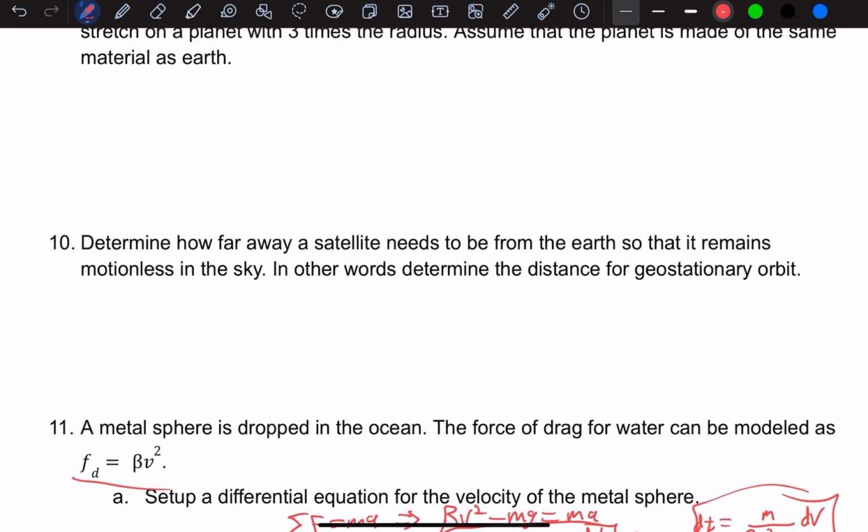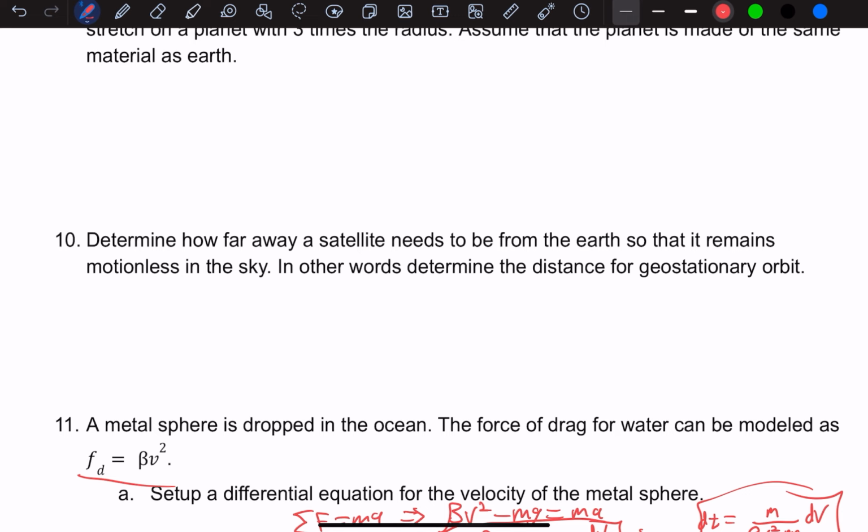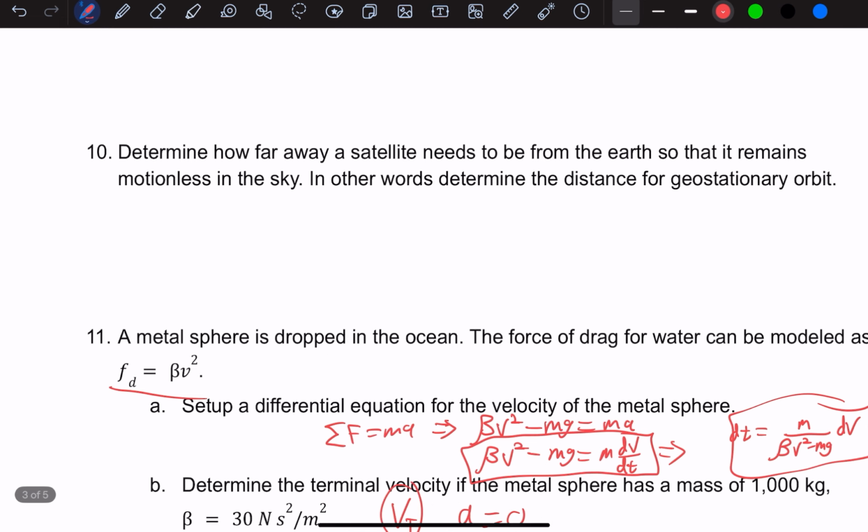All right, the next one. Determine how far away a satellite needs to be from Earth so that it remains motionless in the sky. In other words, determine the distance for geostationary orbit. For this problem, we're going to start with Kepler's third law, which is T squared is equal to 4 pi squared over big G M times the radius cubed. And what we're doing is we're going to make omega essentially equal to 2 pi radians divided by the time, which is going to be 24 hours, essentially.